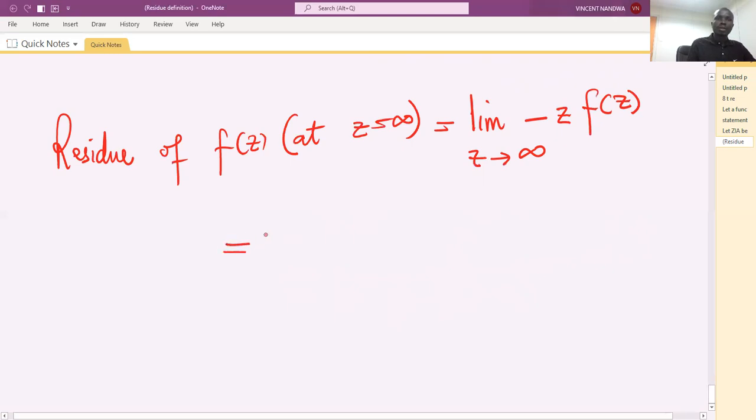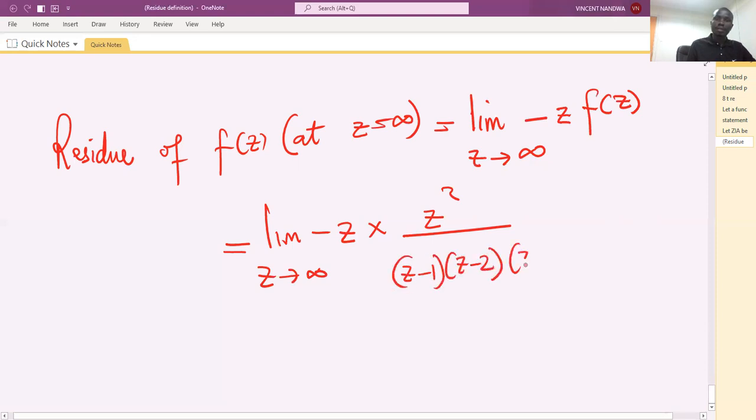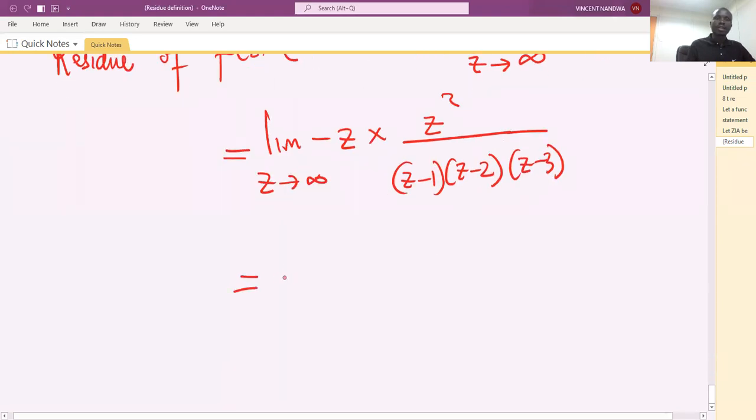So this will be limit as z approaches infinity of negative z times z squared divided by z minus 1, z minus 2, z minus 3. And then in this product, we can factor out the negative sign. So we can say negative, and then limit as z approaches infinity of z cubed, this z times z squared, over z minus 1.